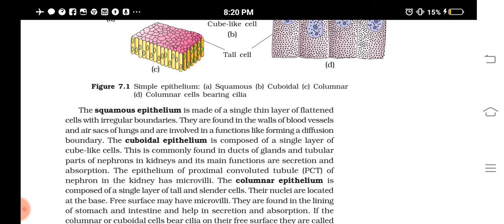So squamous epithelium, what do they form? Diffusion boundary, meaning where materials can get diffused easily. And in cuboidal epithelium, what do they form? The part where secretion and absorption take place.